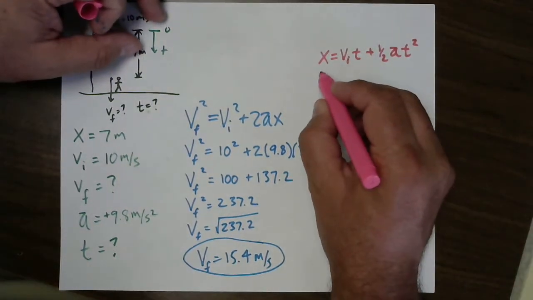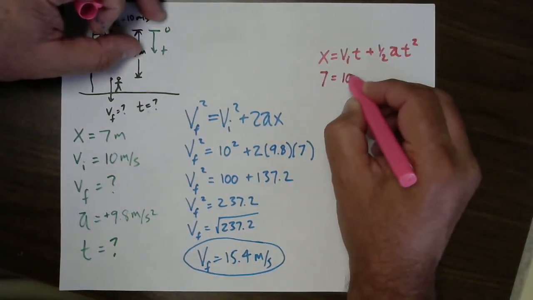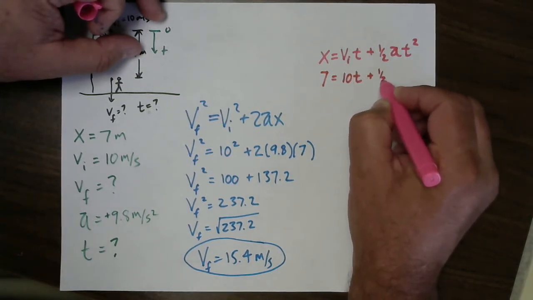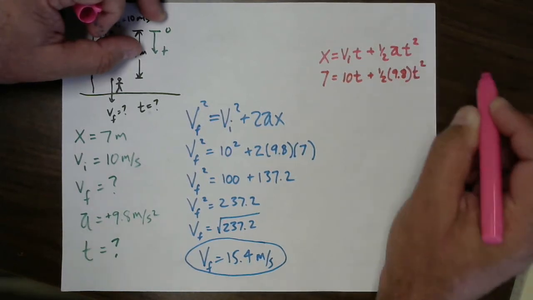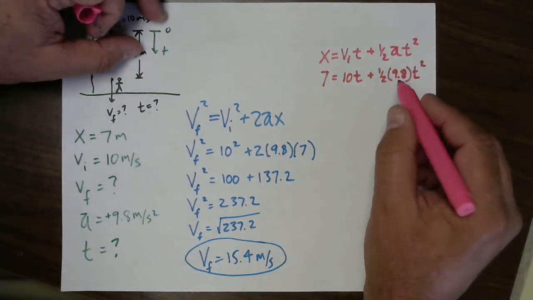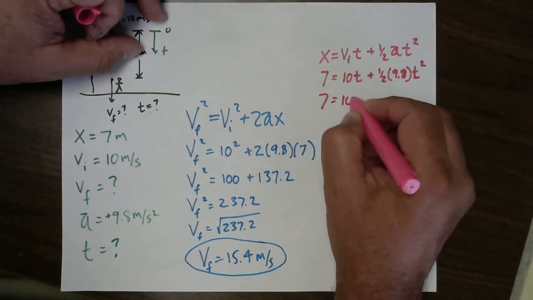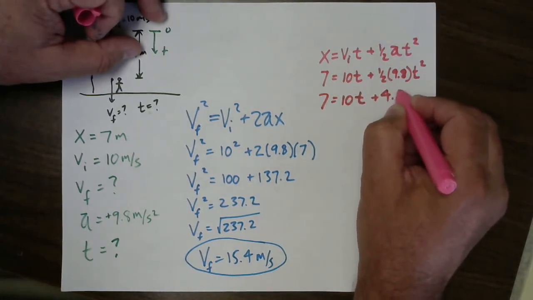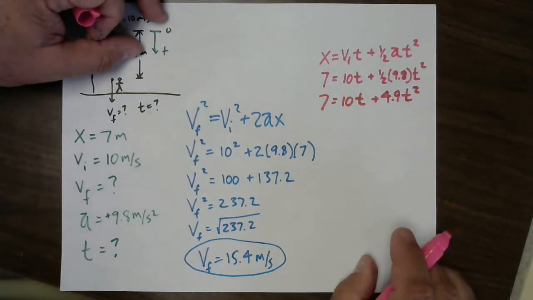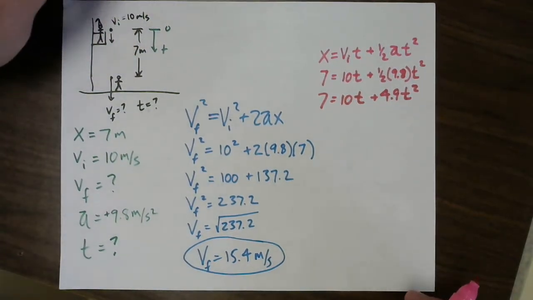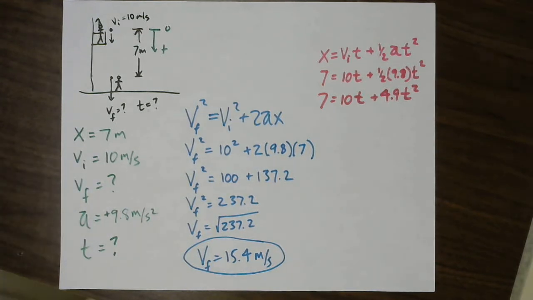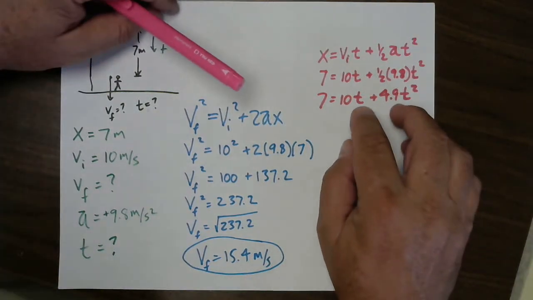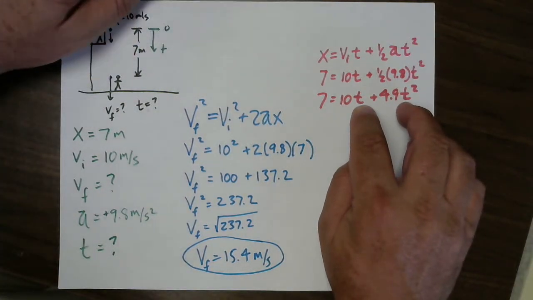So putting in the numbers, 7 equals 10 times t plus 1/2 of 9.8 times t squared. So 7 equals 10t plus 4.9 t squared. And we got a little bit of a problem here. Anybody identify what the problem is? Yeah, the word isn't binomial.